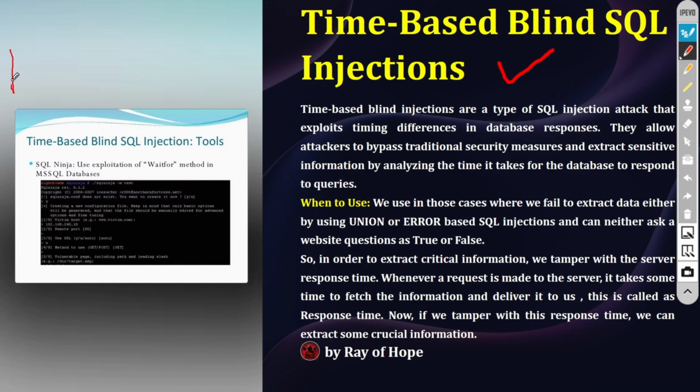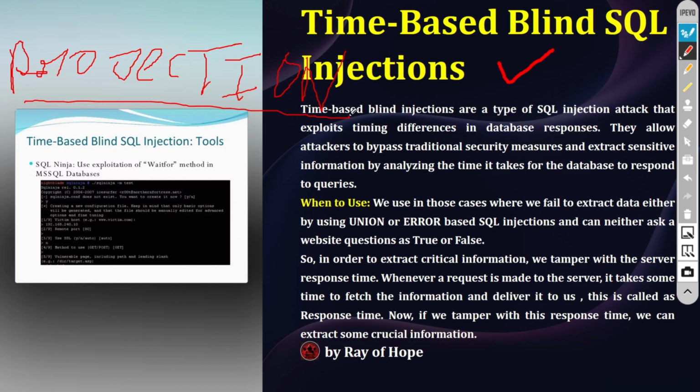Projection, apologies, projection. If a website has projection or is projecting, that means we can perform union over there. But if there is no projection, but it is showing an error, we can perform error-based SQL injection over there.